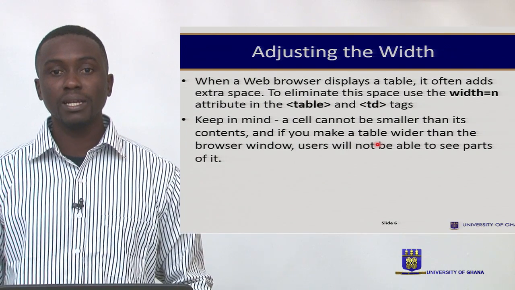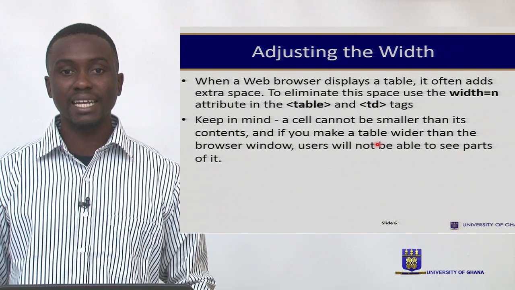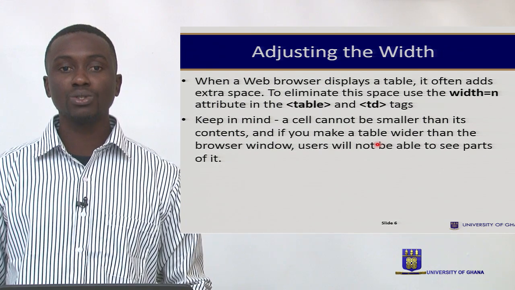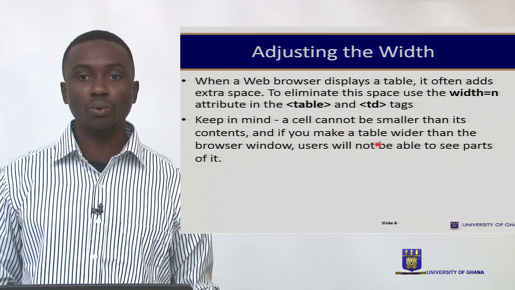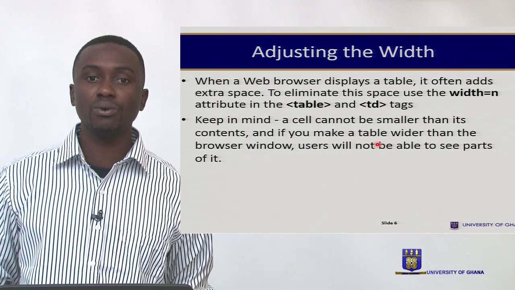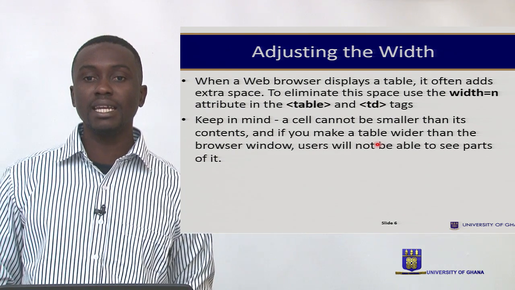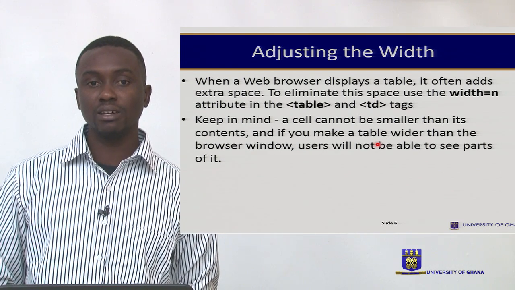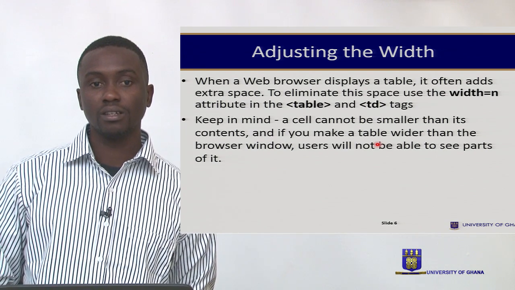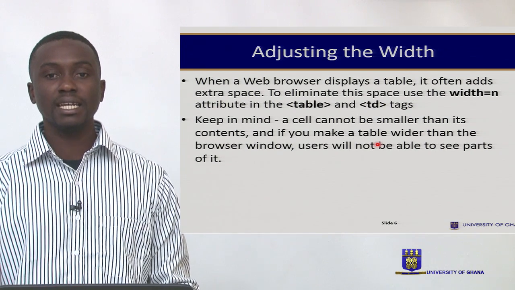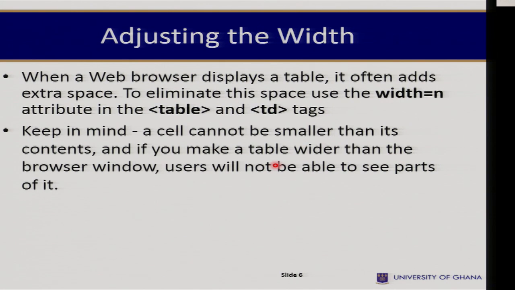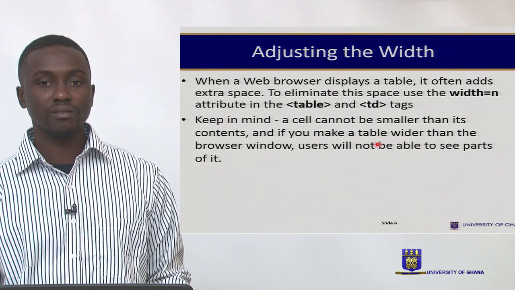Now, when a web browser displays a table, it often adds an extra space. We might want to eliminate that space. We can use the width attribute in the table and the TD tags to eliminate that extra space. Now, we have to keep one thing in mind. In as much as we can specify the width of a table and a cell, which is the TD, a cell cannot be smaller than the content that it has inside of it.